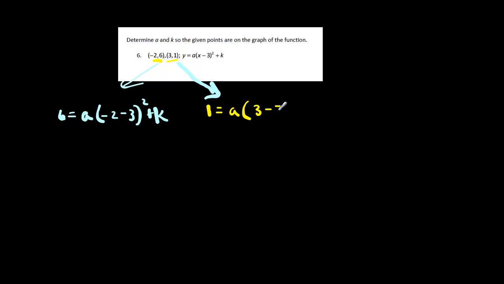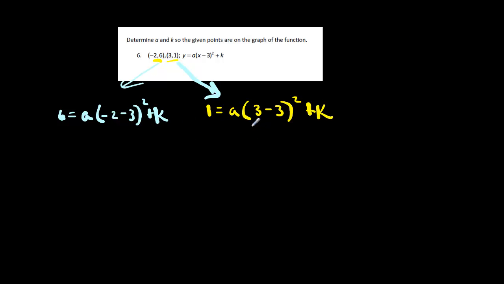All right, determine a and k so that the given points are on the graph of the function. So this is a lot like the other problem, but for this one we don't know what k is and we don't know what a is, but we do have 2 points that we can put in here. Because there are 2 points, we're going to have 2 separate equations. In the first equation, we're going to stick 6 in for y and negative 2 for x. And in the second one, I'm going to stick 1 in for y and 3 in for x. And then we solve these equations as much as we can.